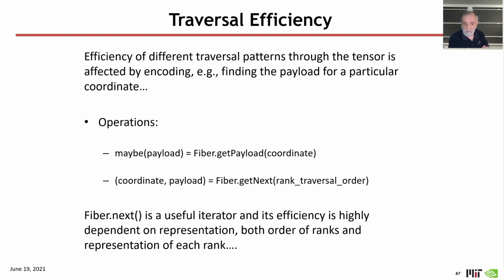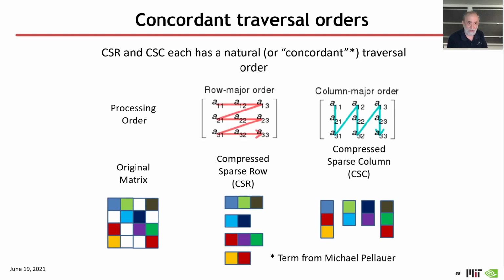And fiber.next in particular is highly dependent on the representation, both the order of the ranks and the representation of each rank. So let's think about just traversal of CSR and CSC. And so if I have an original matrix which is represented in CSR format, there's a very natural traversal order. You want to traverse this by rows. You go down this row, go down this row, go down this row, go down this row.